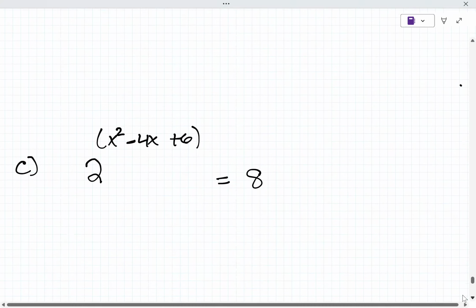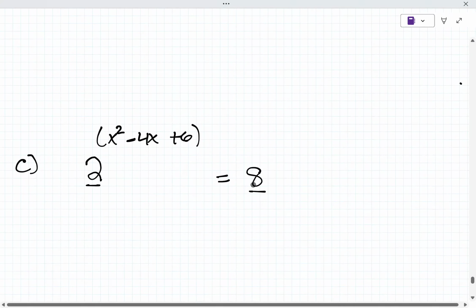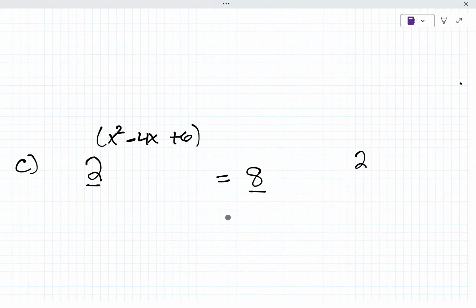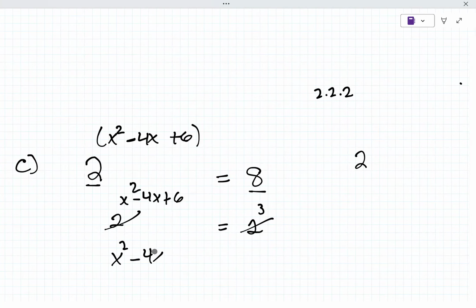Okay, C, we have a base of 2 and a base of 8. What common base shall I use? I think I could put it in a common base of 2. So how do I rewrite 8 as a base of 2? 2 to the what power gives you 8? I believe it would be 2 to the 3, right? 2 times 2 times 2. Yes. As you can see, the base disappears, so you're left with x squared minus 4x plus 6 equals 3.